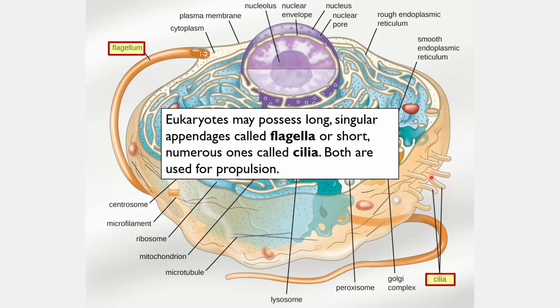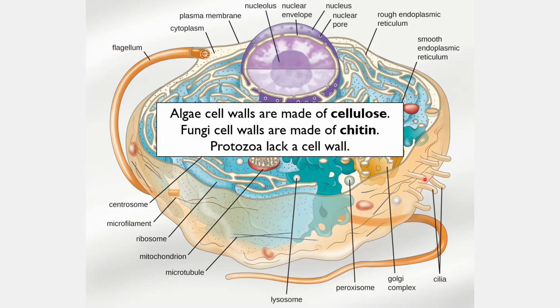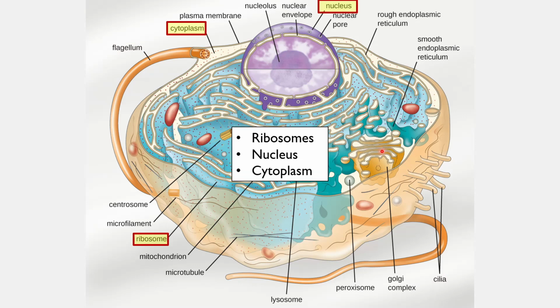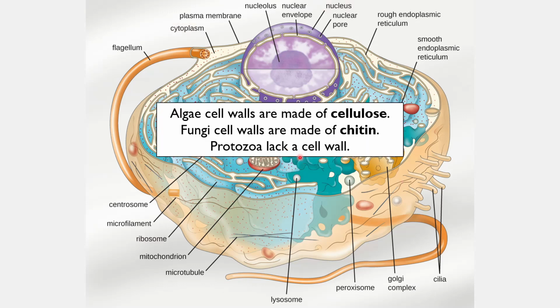Eukaryotic cells can also have a cell wall. The cell wall, however, is made up of a different material than that which is found in prokaryotes. In algae, the cell wall is made of cellulose. Fungi have a cell wall made of chitin. Protozoa and animal cells that are found in helminths both lack a cell wall.